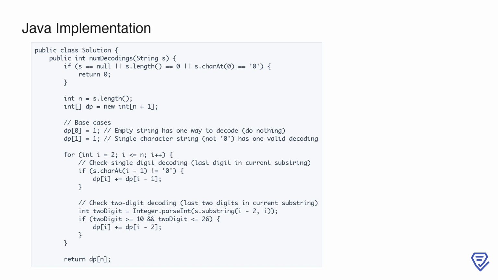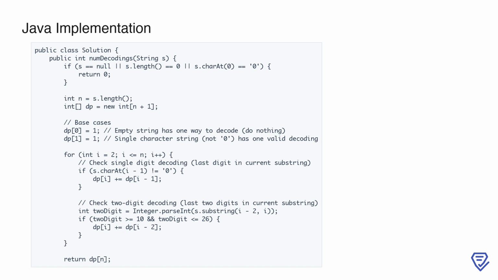The base cases are straightforward. dp[0] is set to 1, representing the one way to decode an empty string, which is essentially doing nothing. dp[1] is also initialized to 1, as a single non-zero character in the string corresponds to exactly one valid decoding. We then iterate through the string starting from index 2, checking two scenarios at each step.